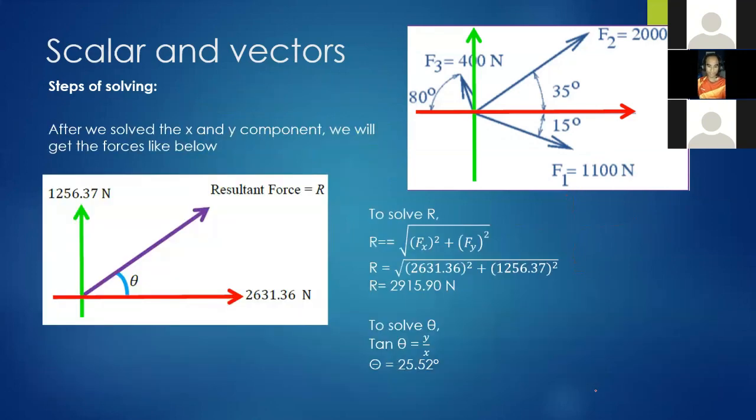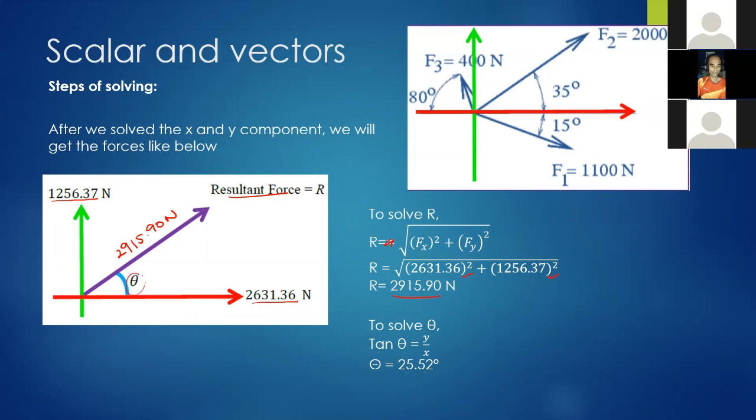Then I can find the resultant. I have this number for Y and this number for X, so I use the Pythagoras theorem: squared, and then root means square again. Then I have the value of it. The value of the resultant force is 2915.90 Newton.